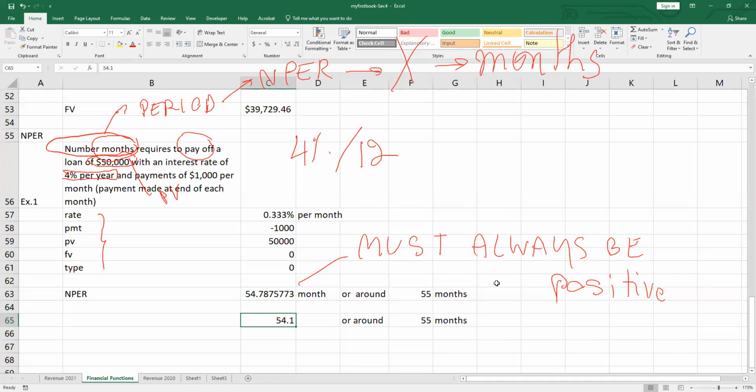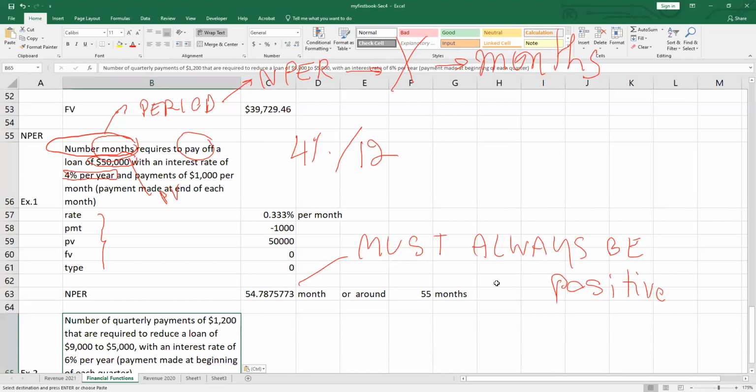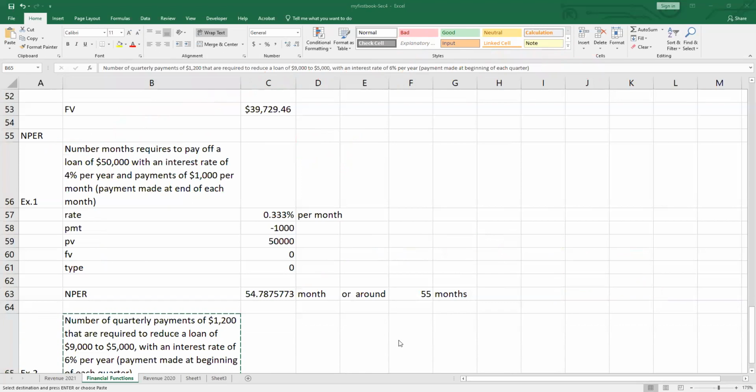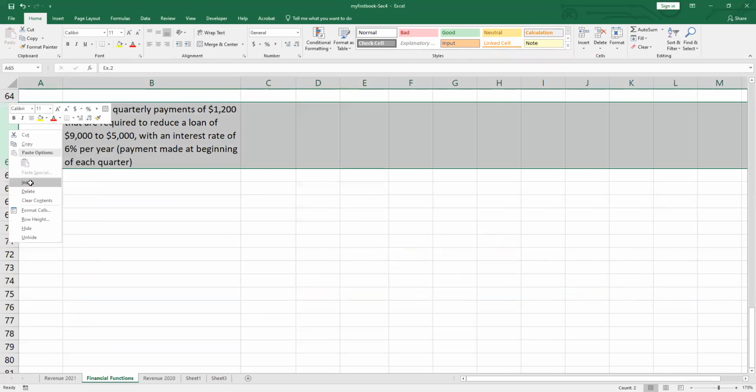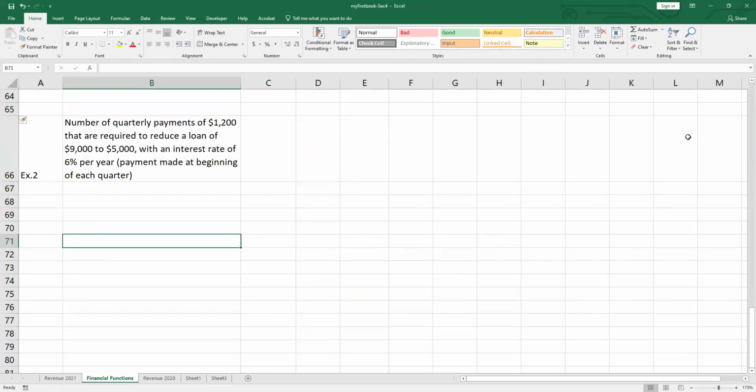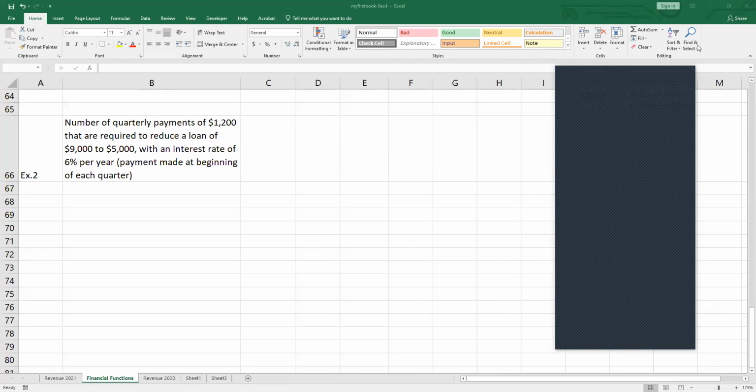Any other questions so far? Anyone? If no, let's do example number two by yourself. Let me prepare the question for you first. Okay, so this is example number two. Everyone, please do example number two by yourself. I give you 5 minutes to do that. If you get the answer already, you may type your answer in the chat box.